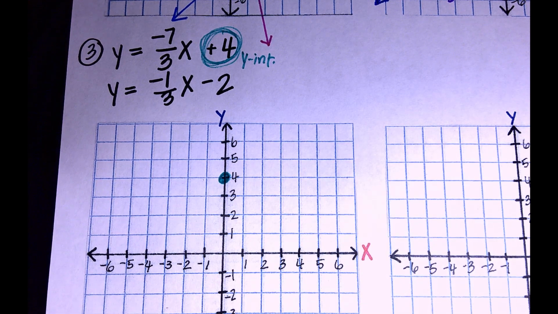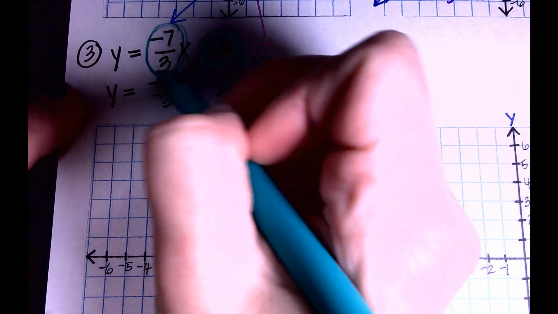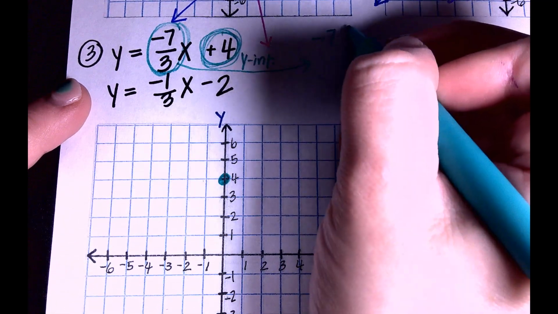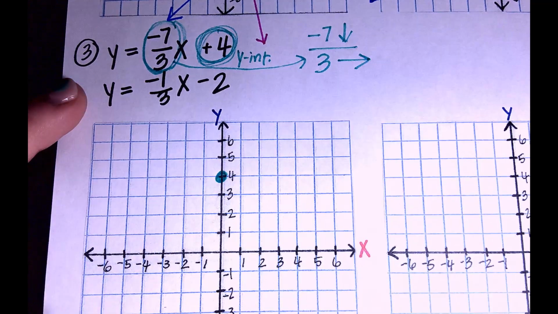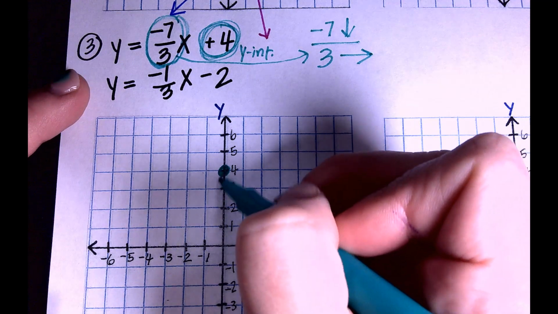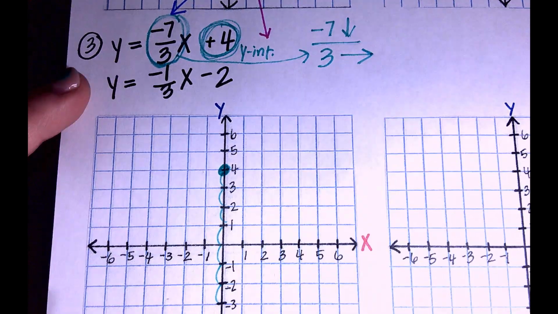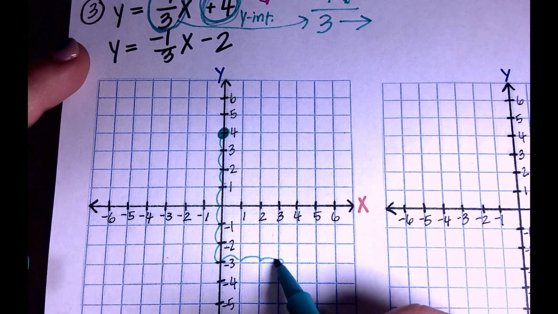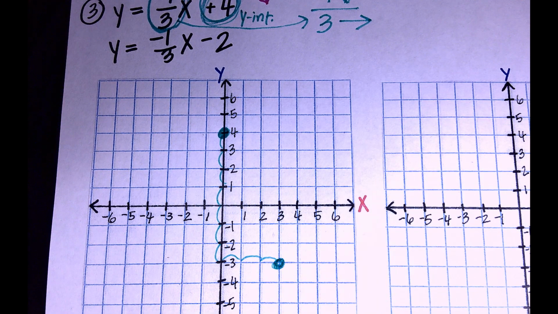And where do I go from there? Perfect. Yes. -7/3 is my slope. So I'm going down 7 and over 3. So I'm going to count 1, 2, 3, 4, 5, 6, 7, and over 1, 2, 3. And there is my second point. So I will just connect my dots.